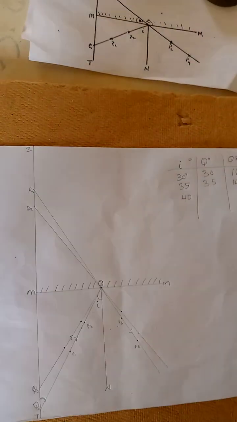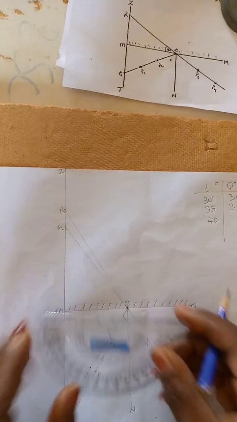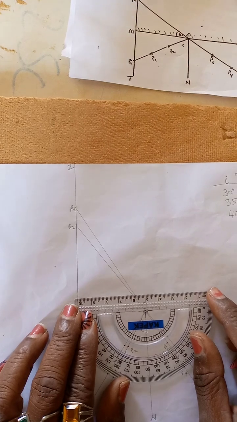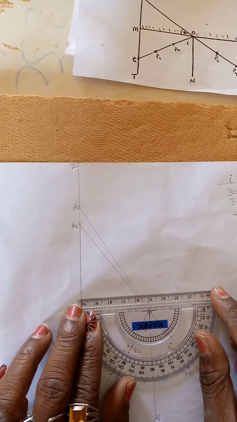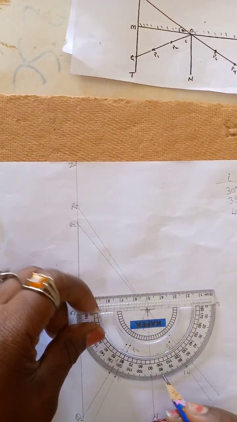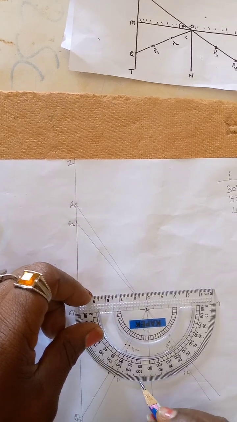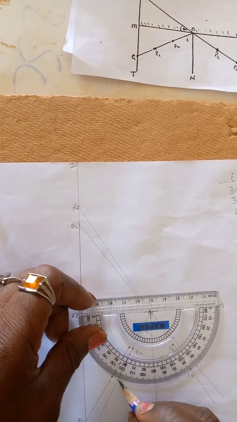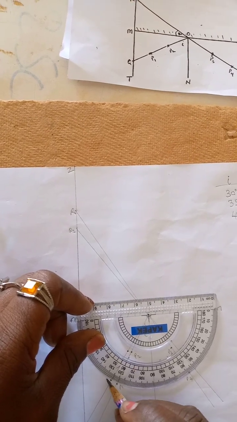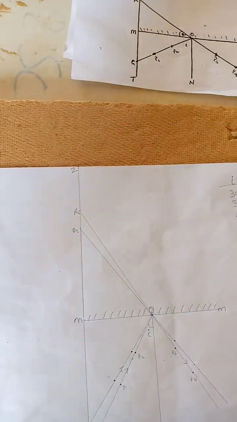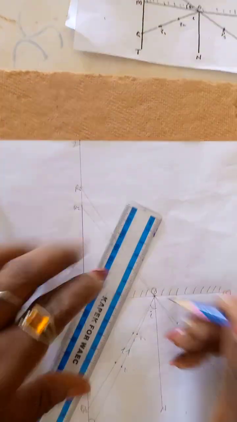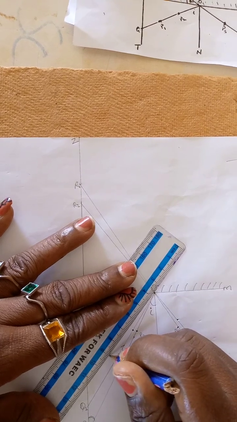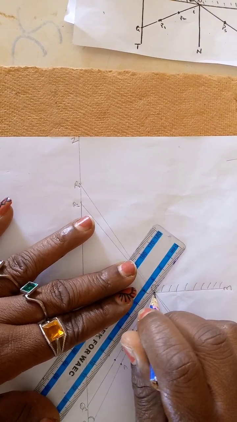So for 40 degrees, we do the same thing. We'll find the angle of incidence, 40 from the normal. So we'll count: 10, 20, 30, 40 is here. We'll mark it and then connect it to O. So we're going to connect this point to O. So we have this. We're connecting it to O.